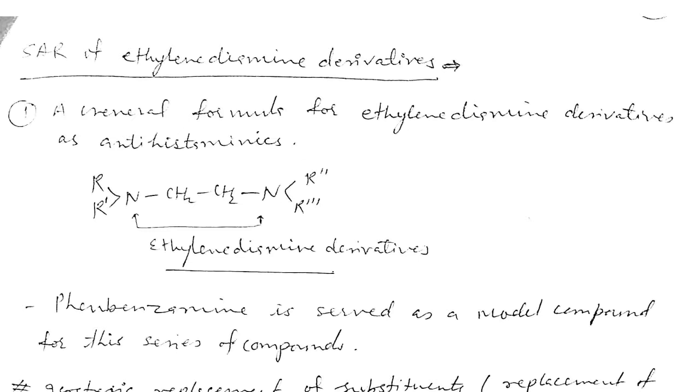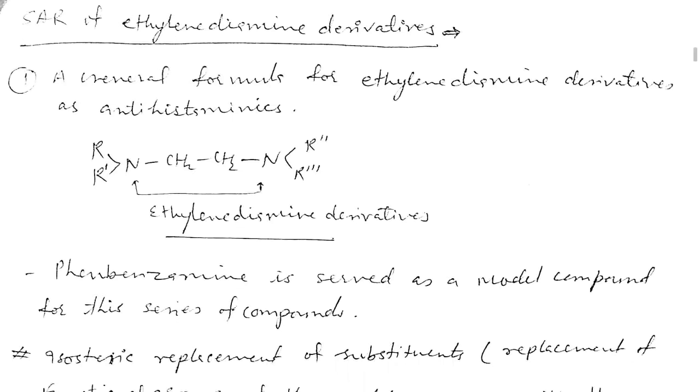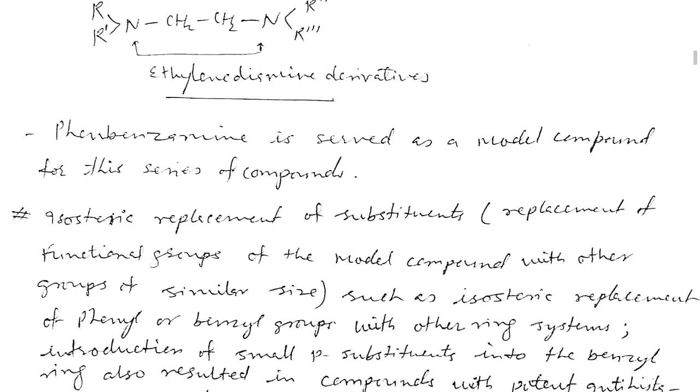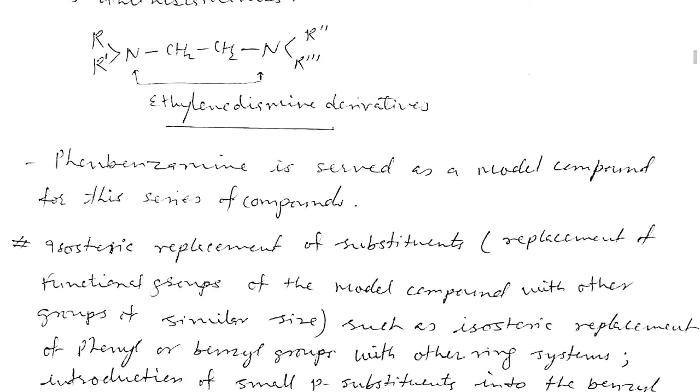So substitutions may take place at both nitrogen or amino groups, the ethylene diamino groups. That is the general formula for the ethylene diamine derivative. Now, what are the special requirements for their activity?